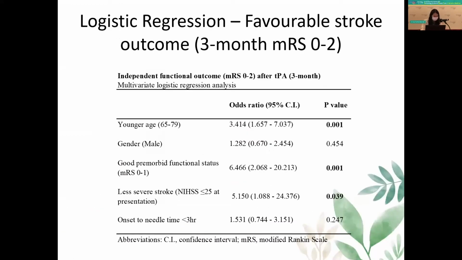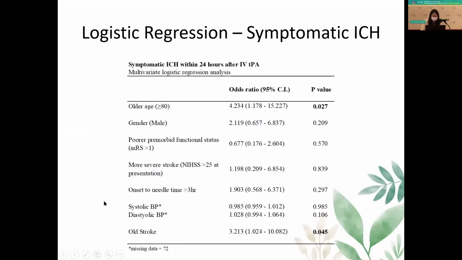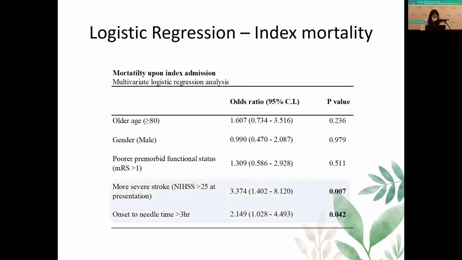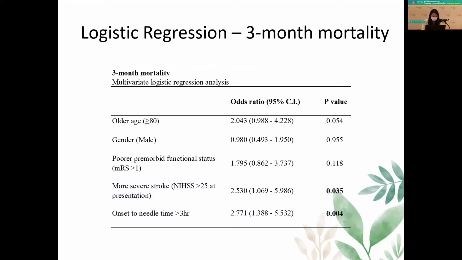Multiple logistic regression was performed. A favorable stroke outcome was found to be associated with younger age, better primary functional status, and also less severe stroke at presentation. Symptomatic ICH was associated with older age and a previous history of stroke. A more severe stroke of NIHSS over 25 and longer onset to needle time over 3 hours were associated with both index and also 3-month mortality.